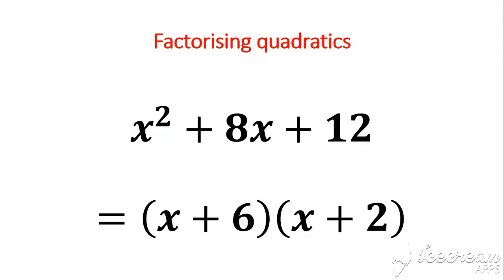Right, remember the key thing about factorising. The two numbers that we come up with must add to get positive 8, the coefficient of the x in the middle. And the two numbers must multiply to give us this constant 12 at the end.